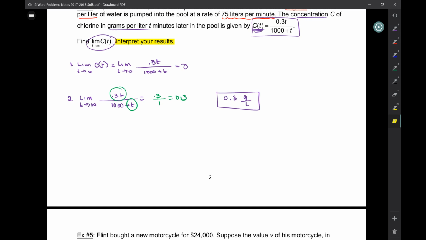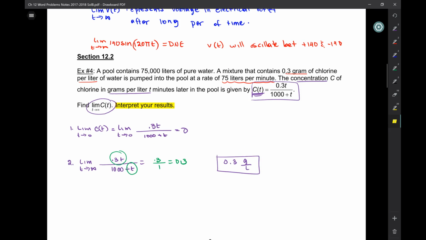So it's continuous. You're never going to run out of chlorine, right? But after a very long period of time, the concentration of the pool is going to be 0.3. Is that a significant number? Did we see it before in the problem? It's the same concentration as what you're pumping in, right?